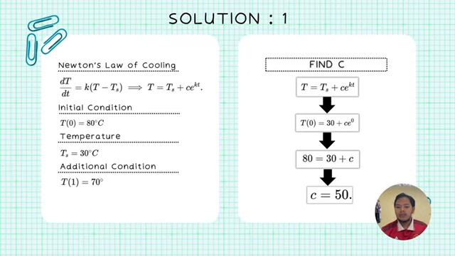Okay. So next, we need to substitute the values into the equation. T0 equal to 30 plus Ce to the power of 0. Since anything to the power of 0 equals 1, we get 80 equal to 30 plus C, and so the answer for C is 50.